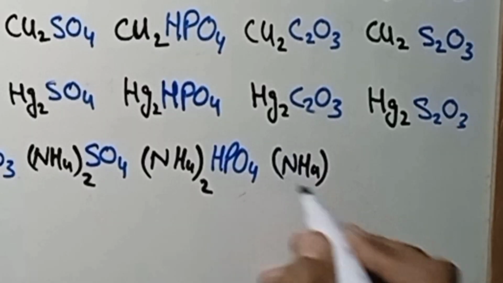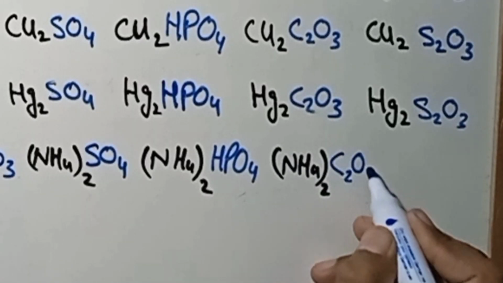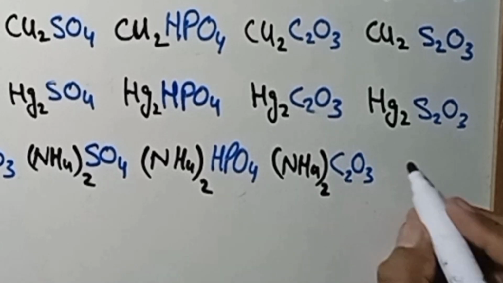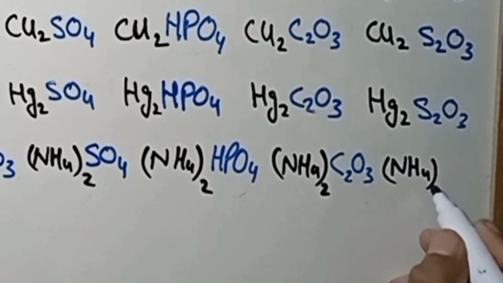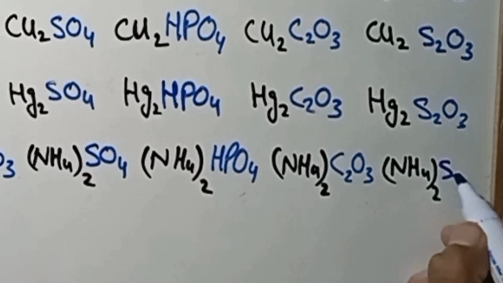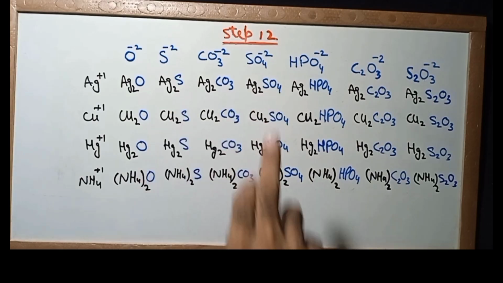(NH4)2C2O3, ammonium oxalate. (NH4)2S2O3, ammonium thiosulfate. This is the end of step 1-2.